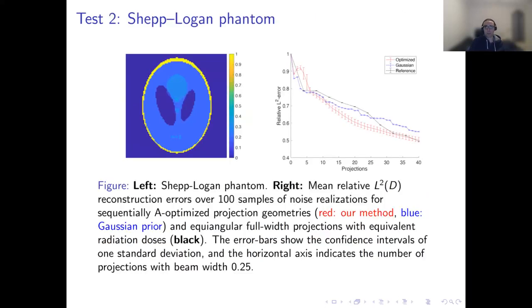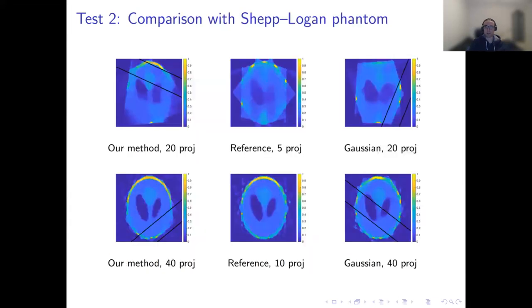Now if we look at the Shepp-Logan phantoms, we can see similar behavior: to a certain extent, up to a certain number of projections, this optimization scheme with this lag diffusivity outperforms the equiangular full width when compared at the same amount of exposure. But of course, when you start to get more and more data in, there isn't really any more benefit in this problem to specify.